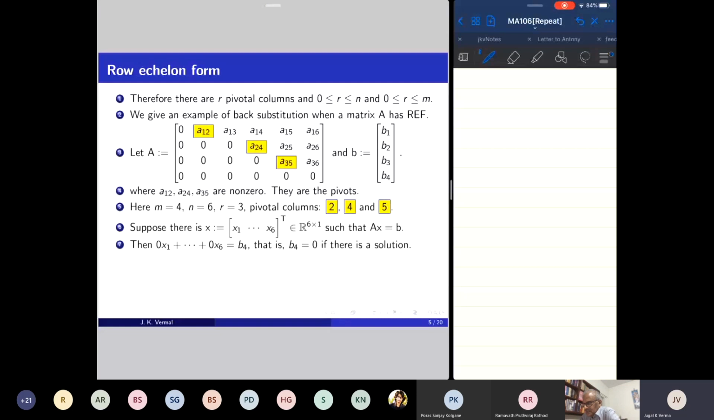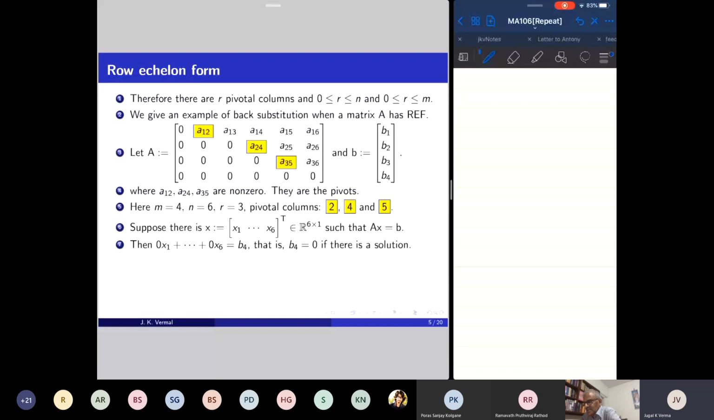No matter what values you put for the unknowns, this equation says that if B4 is not equal to 0, then there is no solution. So if the coefficient matrix is in row echelon form and B4 is non-zero, then we can right away stop and say that this is an inconsistent system of linear equations. If B4 is equal to 0, then let us see that there is a solution.